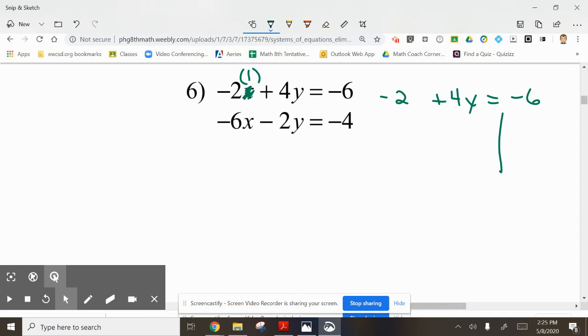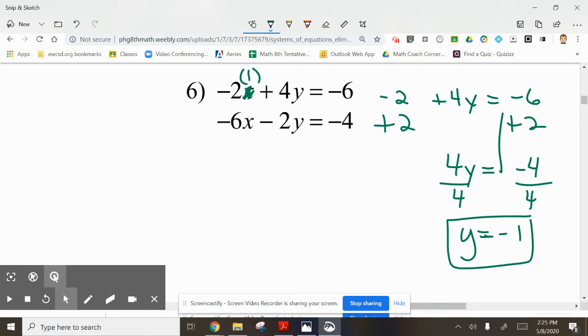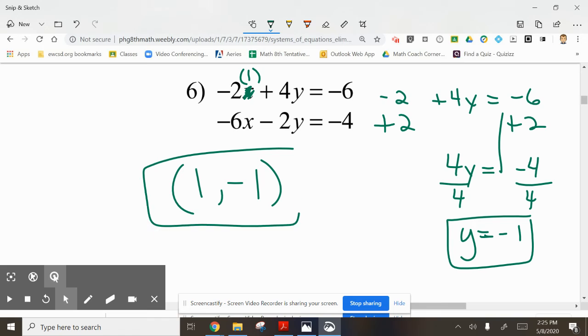So now I have this. I'm going to add 2 to this side. 4y equals negative 4. Y equals negative 1. Okay. So your final answer would have been 1, negative 1. And you guys can get there. That's not too crazy. You guys are good with that. All right.